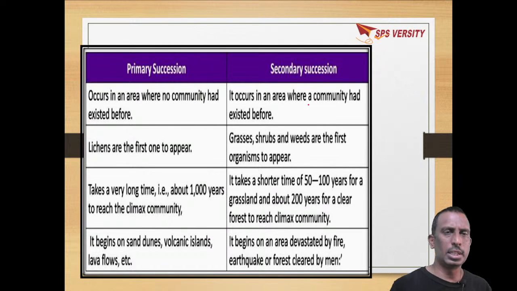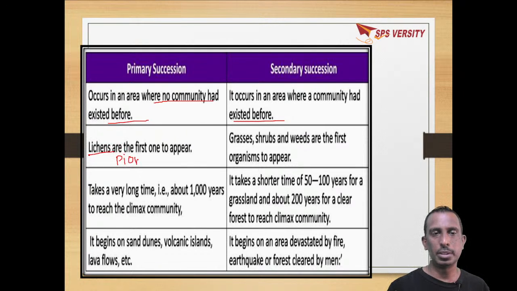So here you can see the difference between primary succession and secondary succession. Primary succession is a place where no community has existed before. But here it is a place where a community existed before. Basically in primary succession, lichens are first, the pioneer species. Then grasses, shrubs, weeds and other organisms appear. So it takes a very long time, about 1000 years, to reach the climax community.